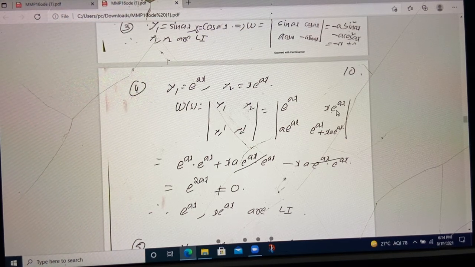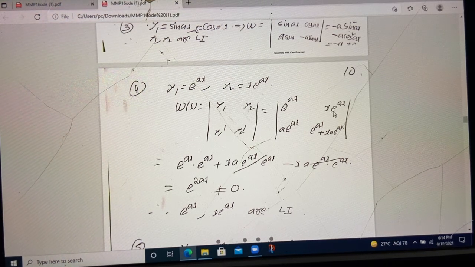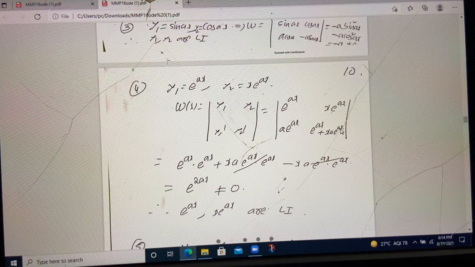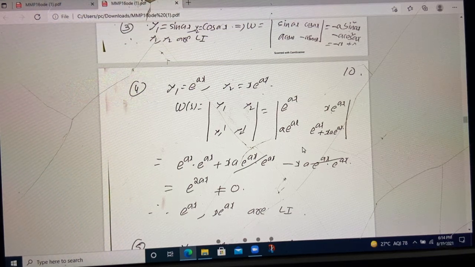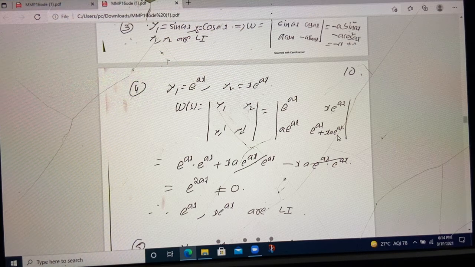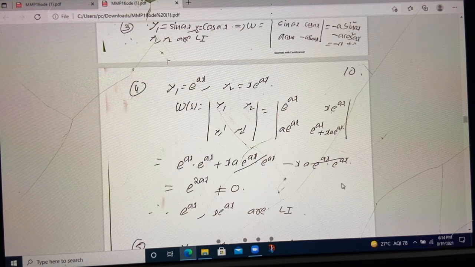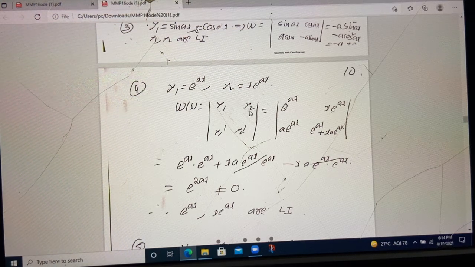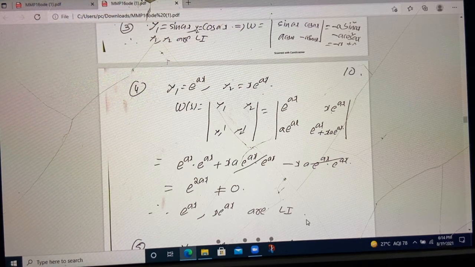This is in the form uv. So u dash v: derivative of x is 1 times e power ax, plus x into a e power ax. Then x into a e power ax, minus... e power ax times e power ax plus xa e power ax e power ax minus xa e power ax. These cancel. So we get e power 2x, which is not 0. So these two are linearly independent.